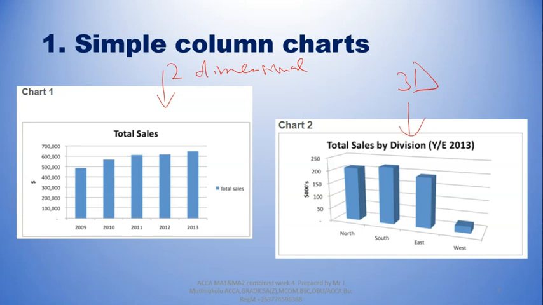You could also note that this one is for the total sales over the 5-year period, whereas this one is for a particular division, okay, for the year 2013. All right. So in the exam, you actually have to be a bit faster so that you see this.